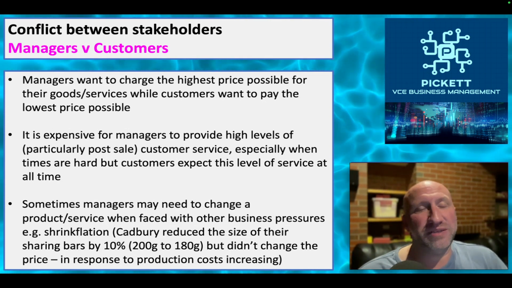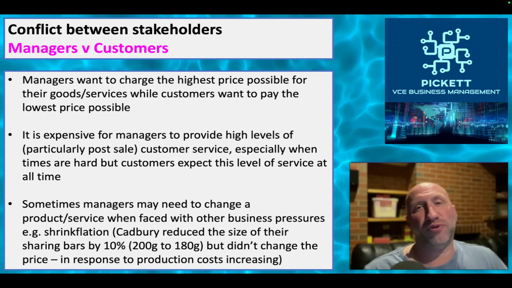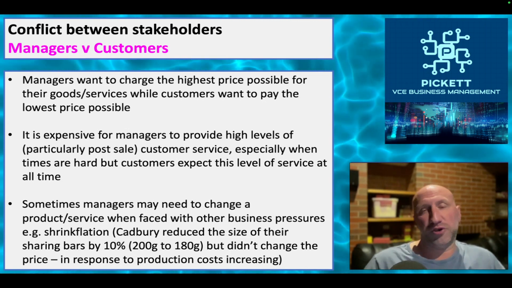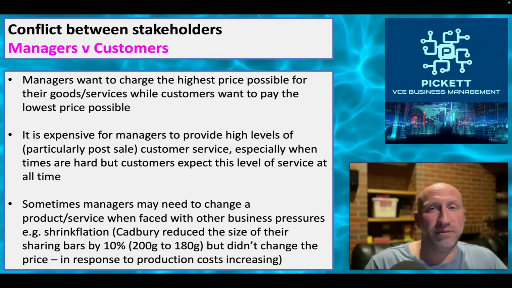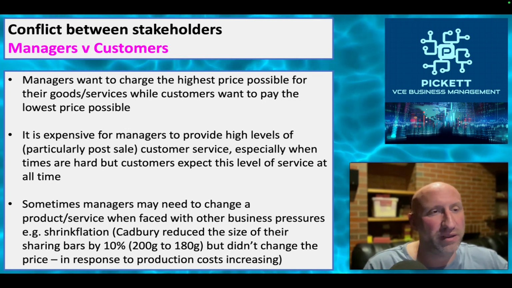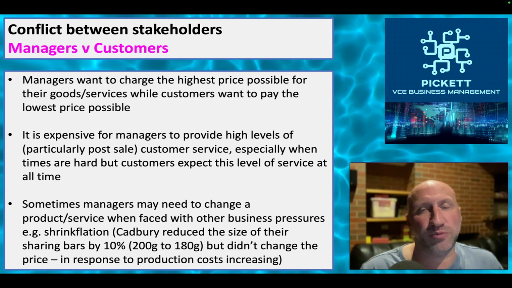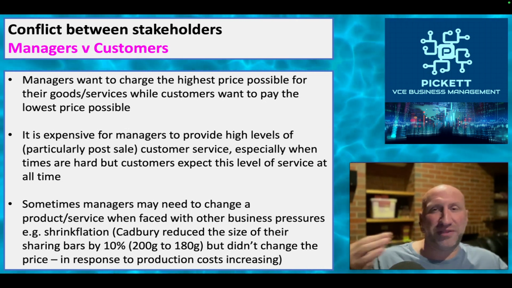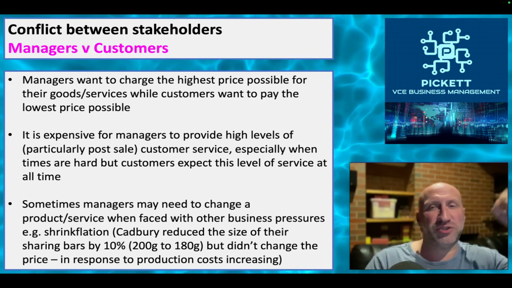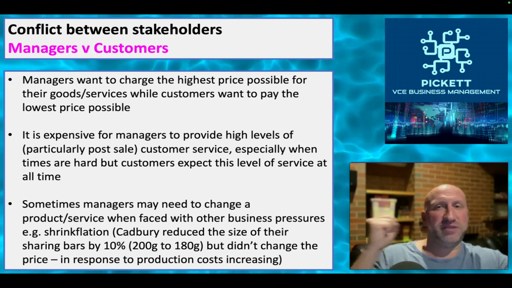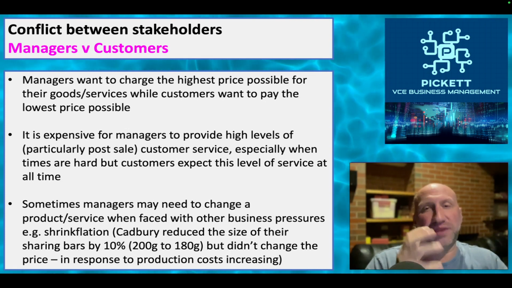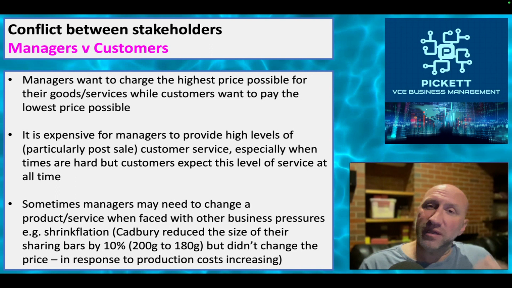Now, managers of a business want to be charging the highest price possible for the goods or services they're selling, because that's going to make them the most money. But customers want to pay the lowest price possible. So right off the bat, there's a conflict of interest. Managers want to get the most amount of money. Customers want to pay the least amount of money. There's an area of conflict.